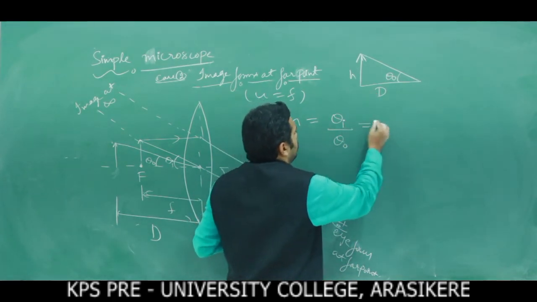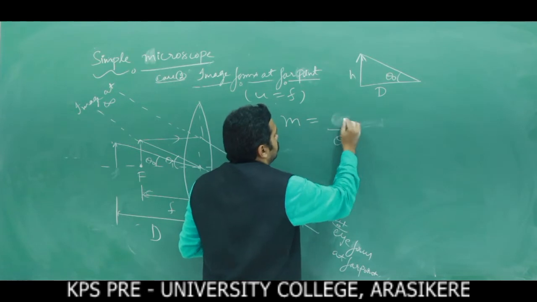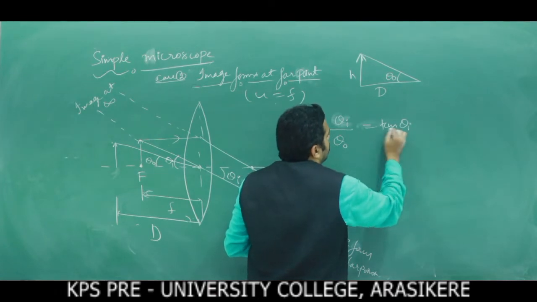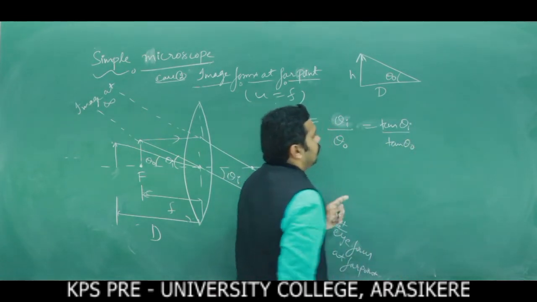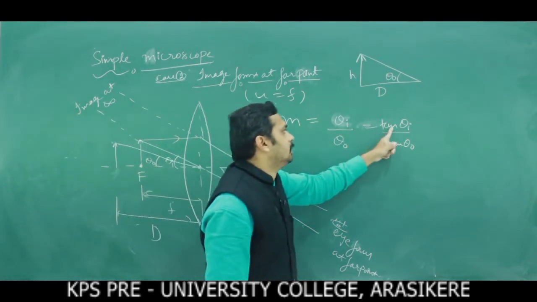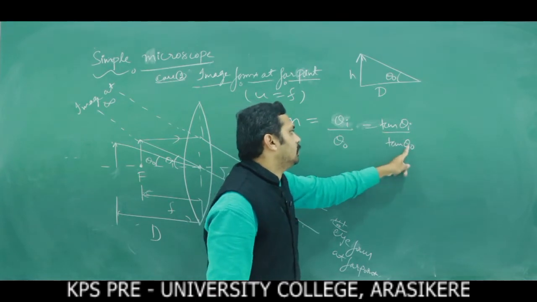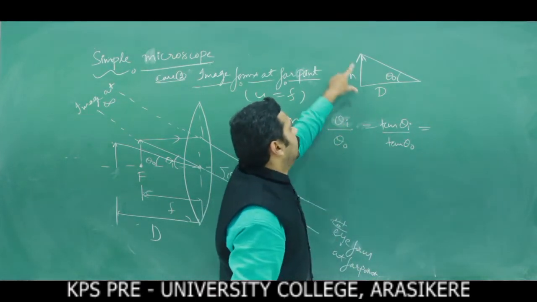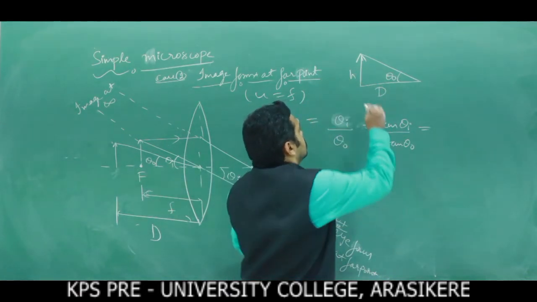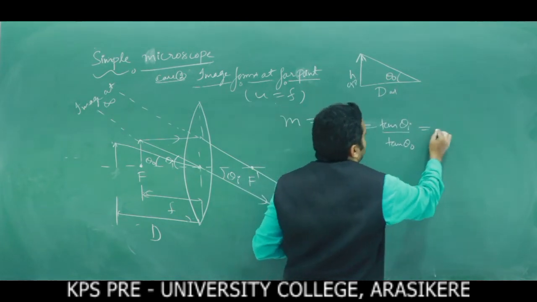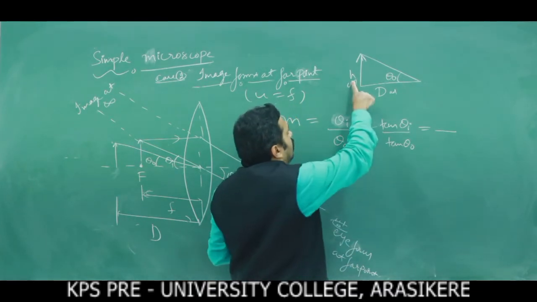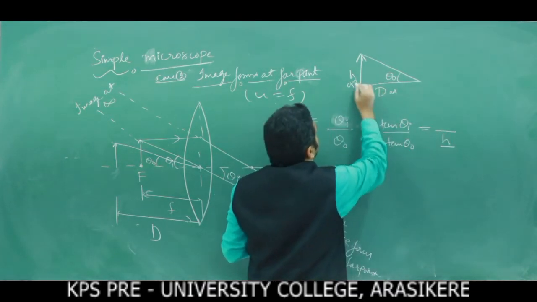Now in the place of angle theta i, first I am using tan theta i, then tan theta naught. You know that these angles are very small. If these angles are very small, then neglect tan. Tan theta i becomes theta i, tan theta naught becomes theta naught. Now apply tan. What is tan? Look at here. What is tan theta naught? Opposite by adjacent. Tan theta naught, the angle subtended by the object at the eye, is opposite by adjacent, h by d.